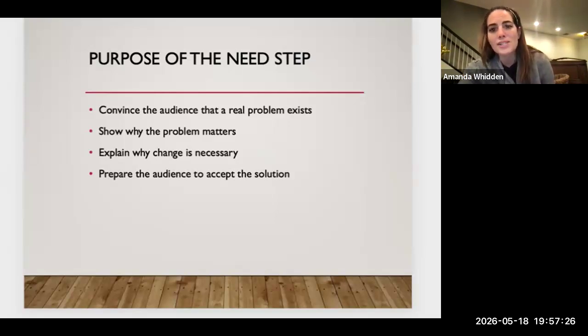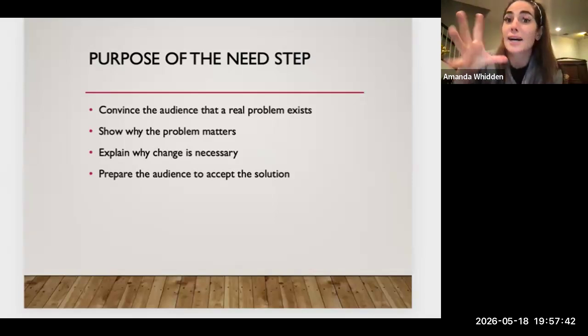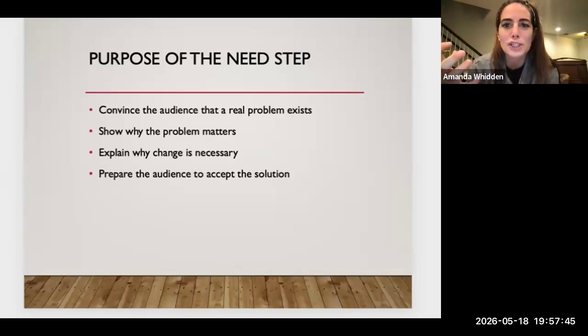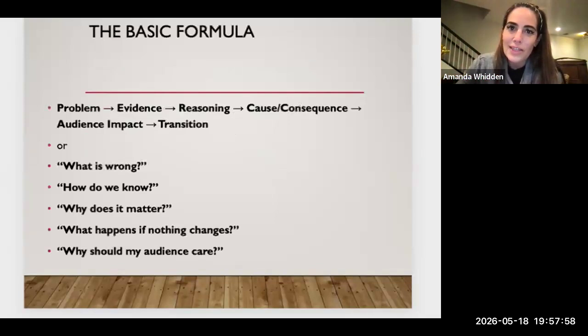So remember that this isn't just about describing a problem, but it's actually about argumentation. You're building a very logical case for why your audience should, in fact, care. A strong need step is going to make the audience uncomfortable enough with the current situation, or whatever the status quo is, that they become open to hearing about the possibility of your solution and accepting that particular policy.